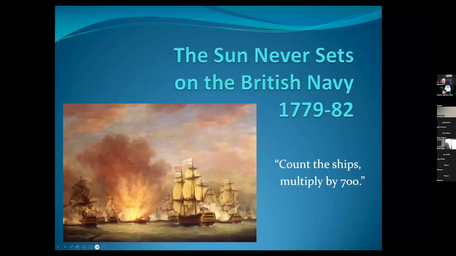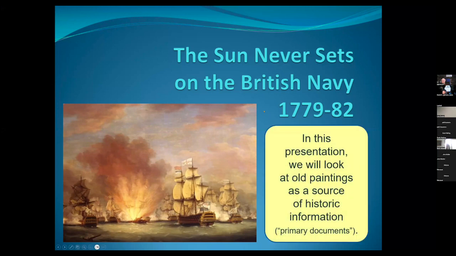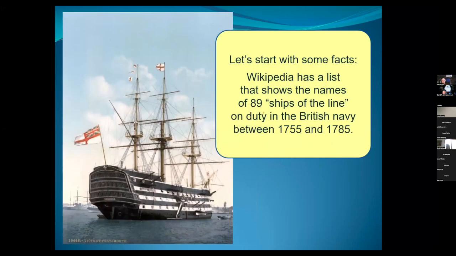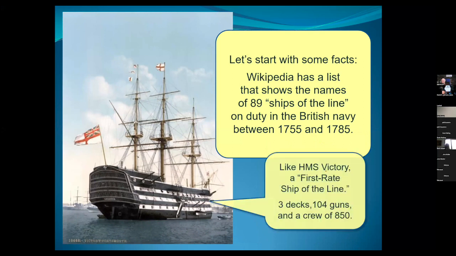Because the real key to Yorktown was not the siege itself. The key to Yorktown was what was going on with the navies. So in this presentation, we're looking at old paintings. The one I showed you last time did not have this picture over here, but it is an important fact.